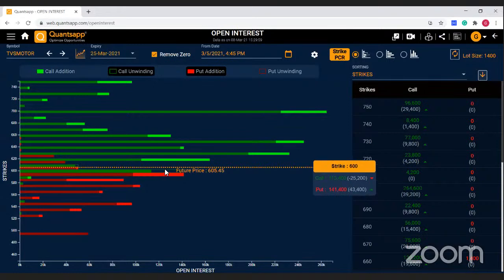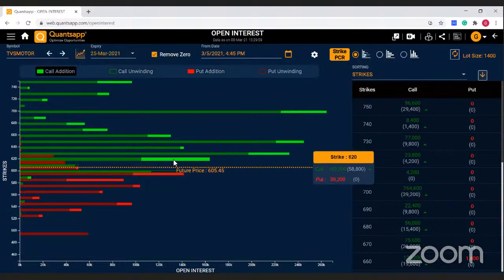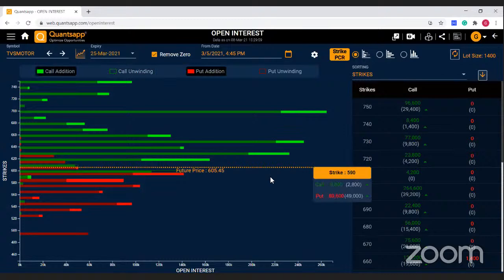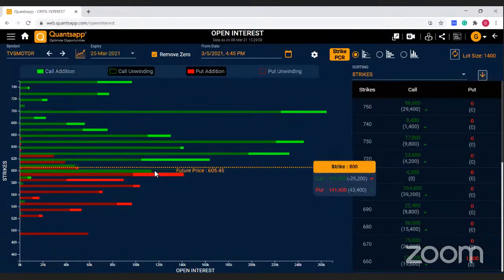Call writers are removing their positions. If call writers are unwinding their positions, it means they fear that prices can go up, and the next resistance stands at 620. So this is how you can look into the data and see how the option writers are doing, because in options, open interest is very important to look at, and this is the way we can look at it from different tools.